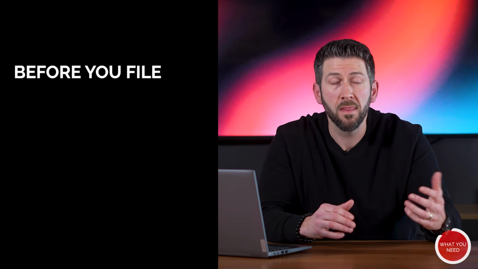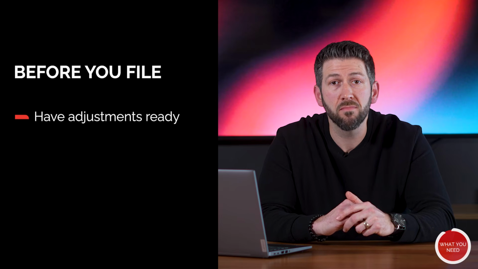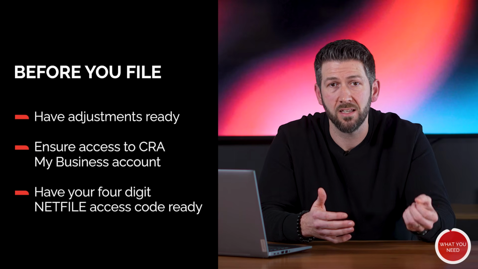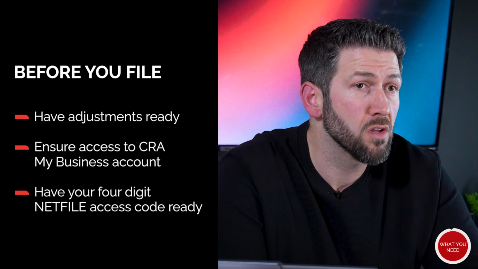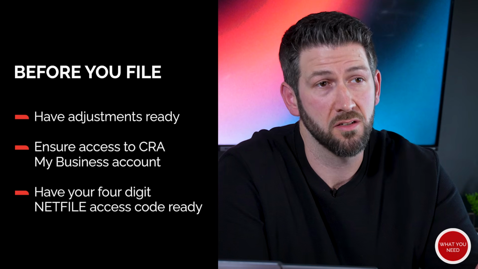If you have any adjustments like bad debts or corrections from prior periods or prorations of ITCs like meals and such, have those ready too. And finally, make sure that you can actually file. That means access to your CRA My Business account or your 4-digit net file access code. If you're hunting for information while you're filing, that's when mistakes can happen. And mistakes here are annoying to fix later.